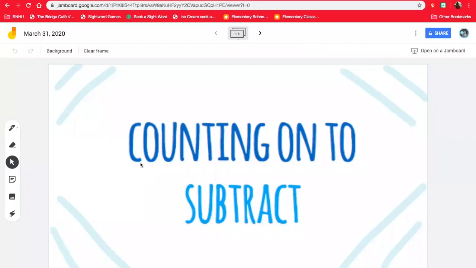So yesterday we started learning about counting on to subtract, and today we're going to do the same exact thing. For the rest of the week, we're also going to be learning more about counting on to subtract, so we can become professionals, masters at counting on to subtract. Are we ready? I think so. So here we go, counting on to subtract.